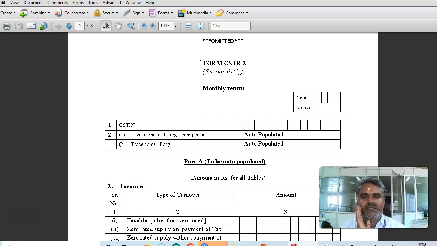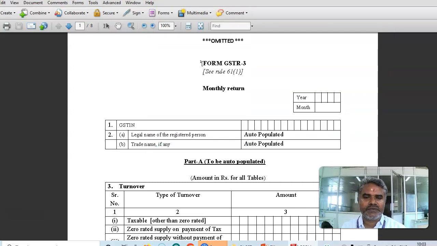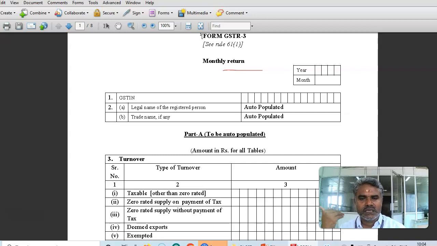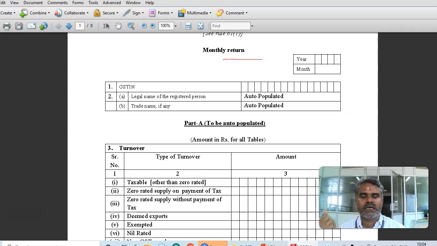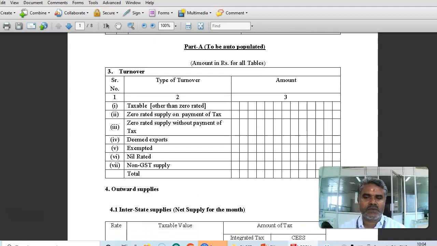That is very important. So this monthly return you have to file every month, from January to December or April to March. Here, this is auto populated. Once you are registered, the information will come here automatically. You need not give this information again and again, but you have to give the detail about your turnover.